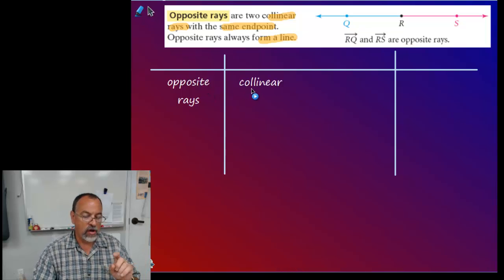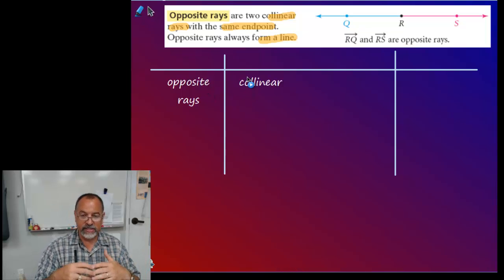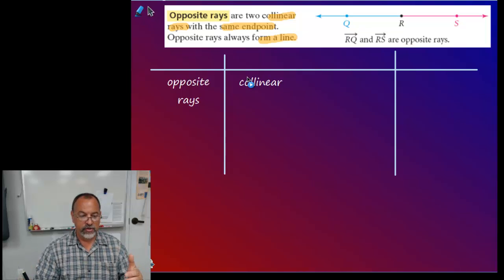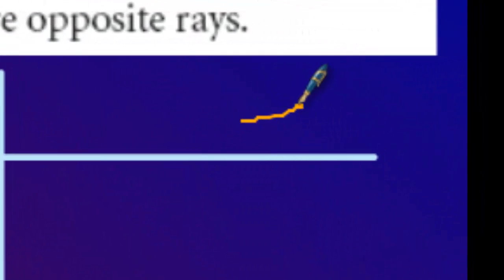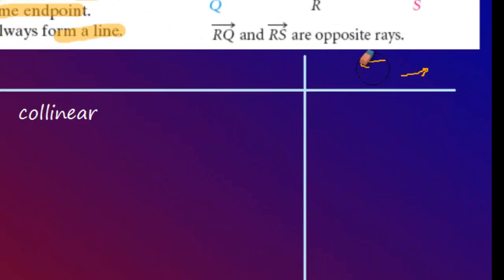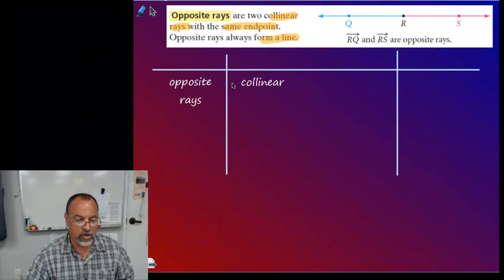Opposite rays are collinear, so you're talking about rays that are on the same line. So you can't have rays that are just pointing opposite directions, okay? So if you have a ray like right here and a ray up here, even though they're going different directions, they're not on the same line, therefore they're not considered opposite rays. Opposite rays have to be collinear.